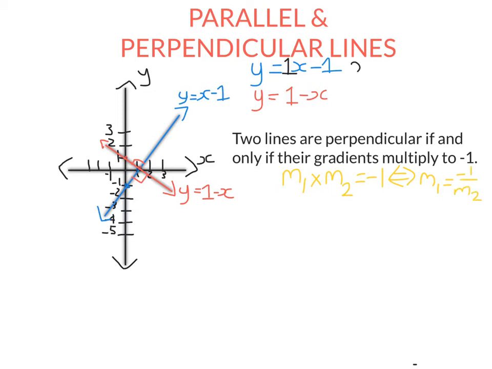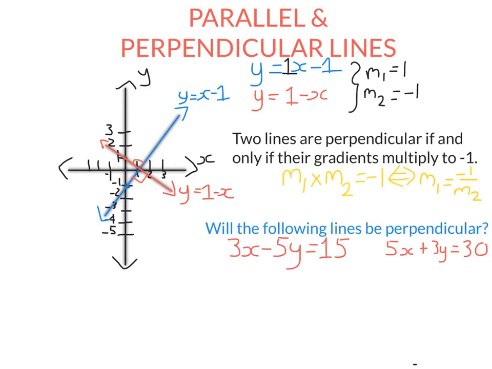So up here, we saw the gradient of the first line was 1, the gradient of the second line was minus 1. If I multiply together the two gradients, I get minus 1. That's what it means for two lines to be perpendicular. So once again, we can tell without graphing whether or not two lines will be perpendicular. So let's check whether or not these two lines will be perpendicular. If I were to graph these two lines, it'd take a while. I'd have to use the x-y intercept method. Instead, I'm just going to find their gradients.